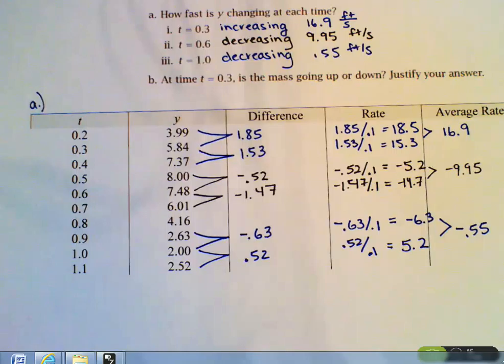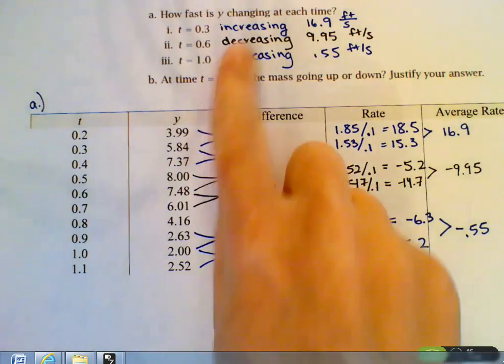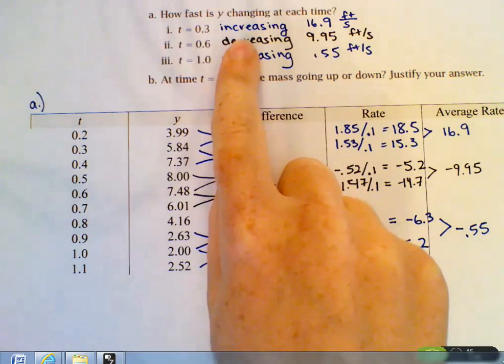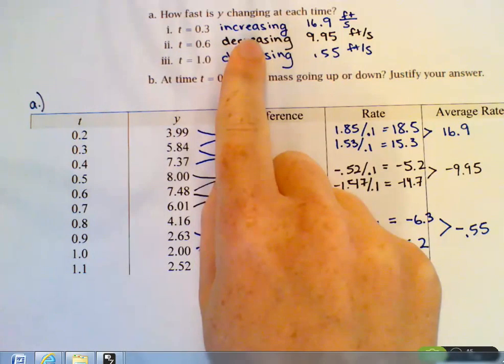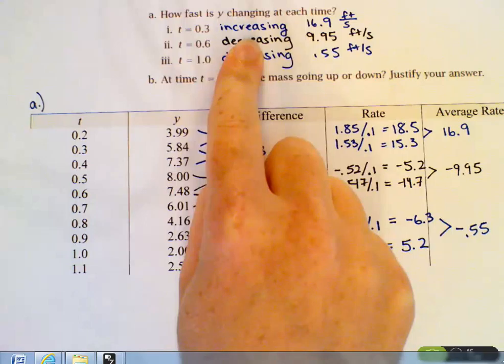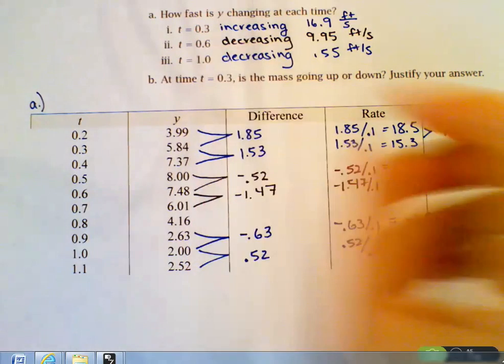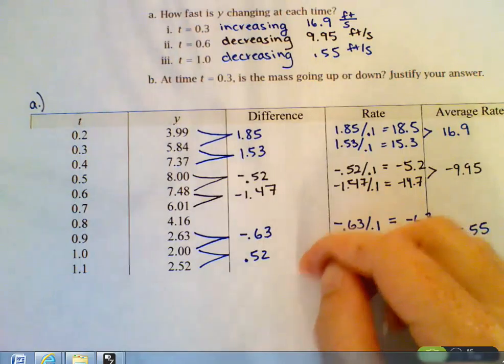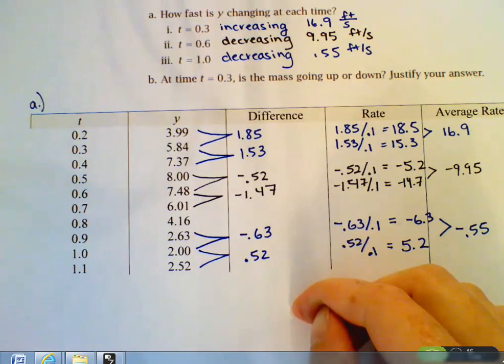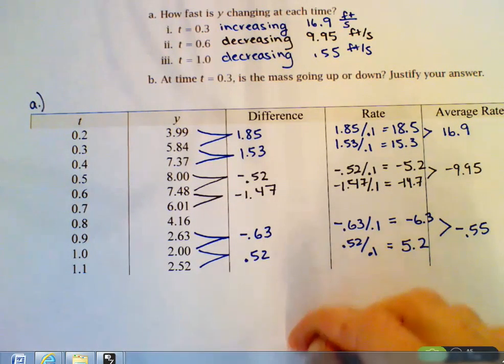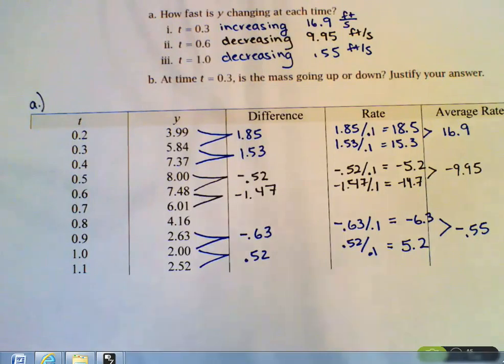All right, part B asks: at t equals 0.3, is the mass going up or down? Justify your answer. So let's go back to 0.3, and you're going to see that this here is a positive number, as it's increasing. So basically that means that as y is increasing, as we're getting further away from the ceiling, the mass is actually going downward. So let's write that in words together for part B.